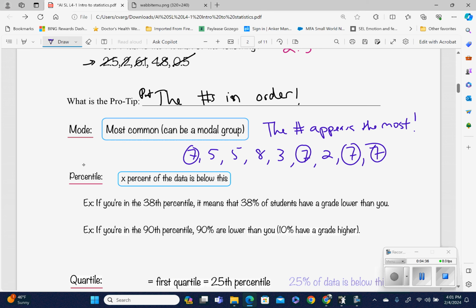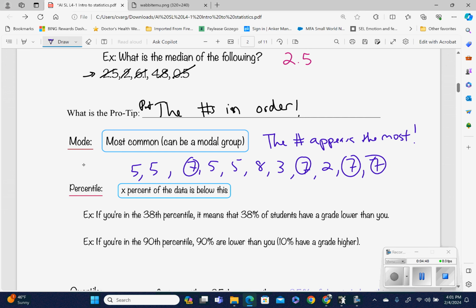There you can have a set of data that is bimodal. So if you had another 5 and another 5, right? So then the mode would be 7 and 5 because they both appear the most, okay?